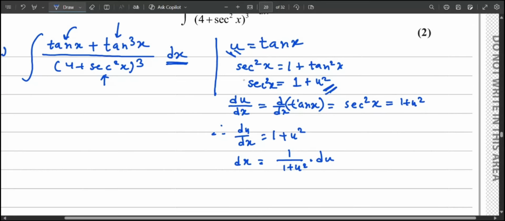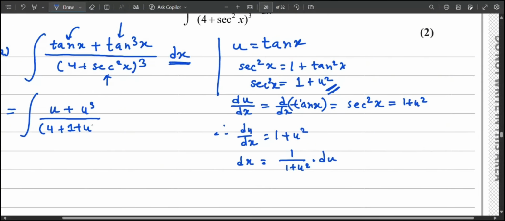Now we have all the necessary substitutions in order to write this expression as required by the question. So we will substitute tan x with u. This will give us u plus u cube divided by 4 plus, in place of sec square x, I will substitute 1 plus u square, to the power of cube. In place of dx, I will substitute 1 by 1 plus u square into du.